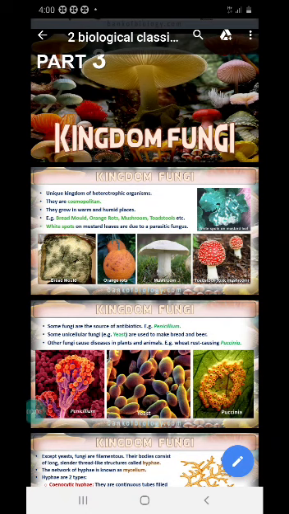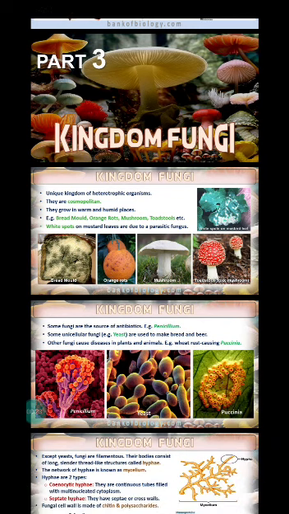Today we'll be doing the kingdom fungi. These fungi are eukaryotic, except yeast. All the others are multicellular and also heterotrophic. Heterotrophic either saprophytic or parasitic. What is their mode of nutrition? How do they feed? They are either saprophytic or parasitic.